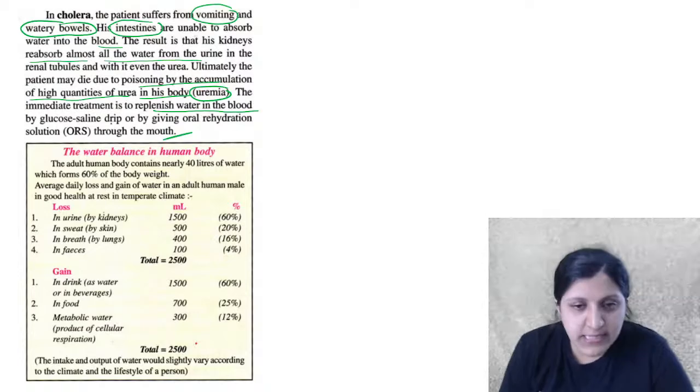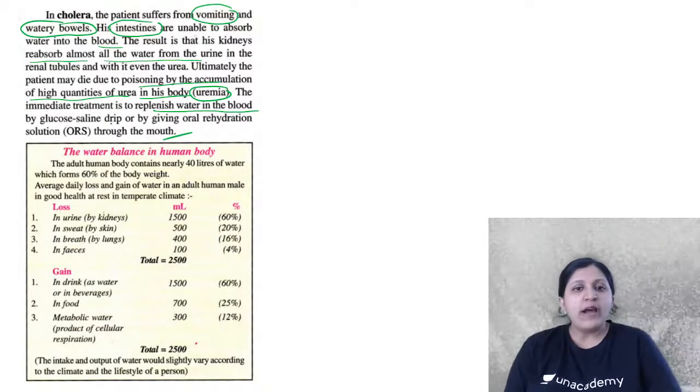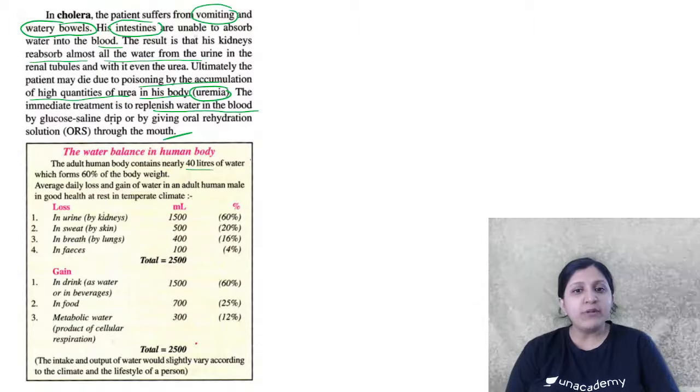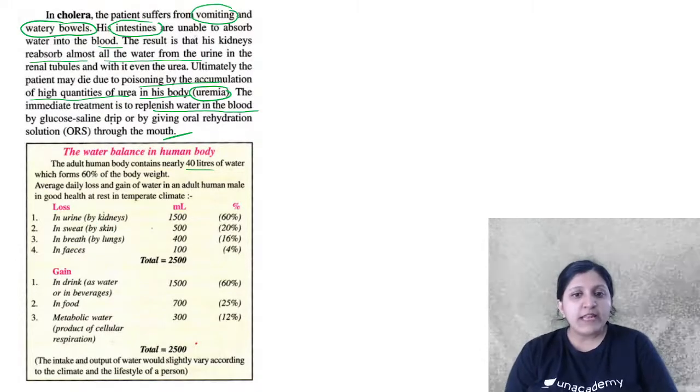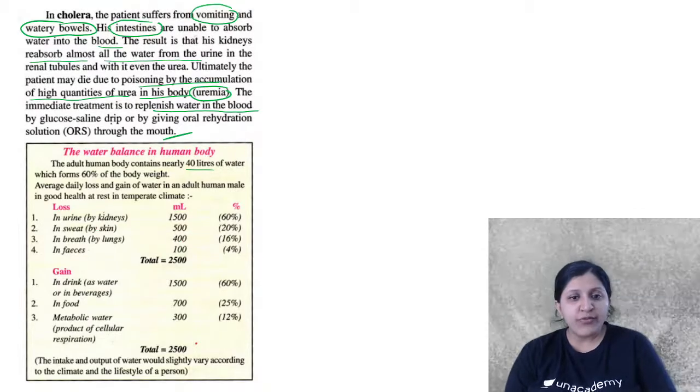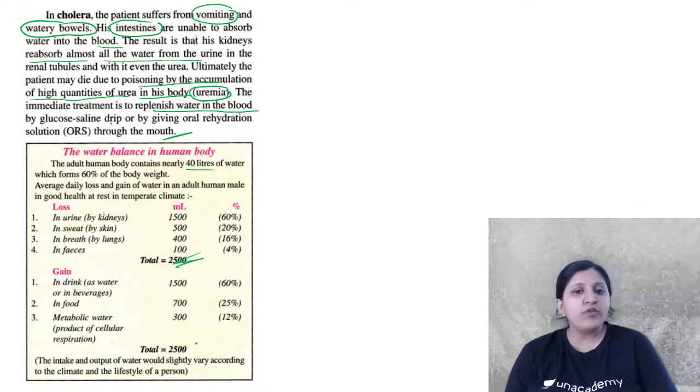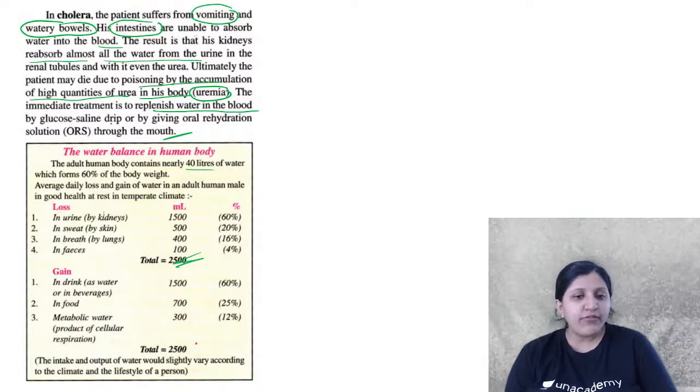Now, water balance in the human body. An adult human body has nearly 40 liters of water, which forms 60% of the body weight. Now, in terms of loss: urine is about 1500 ml, sweat about 500 ml, breath 400, and feces 100, a total of 2500 ml. Then for gain: drinking water or beverages is 1500, food is about 700, and metabolic water is about 300.